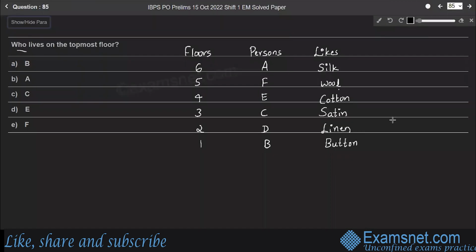Question 85. Who lives on the topmost floor? So on the topmost floor, that means on 6th floor, A lives. Therefore, option B is the right answer.